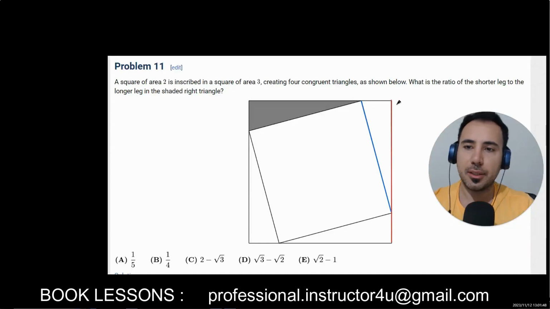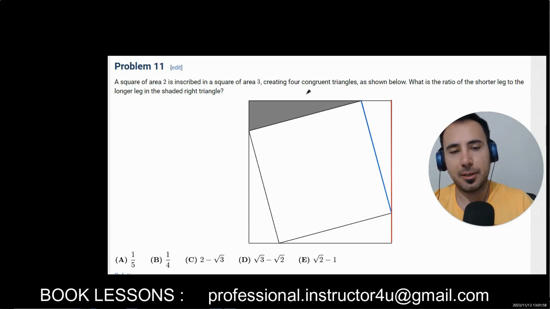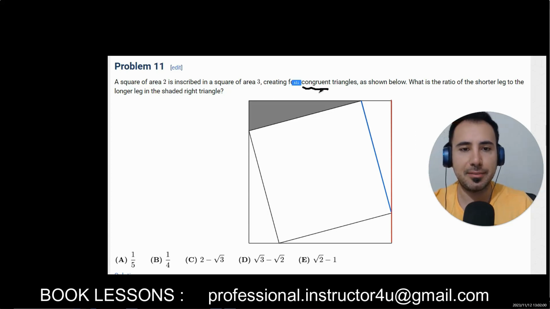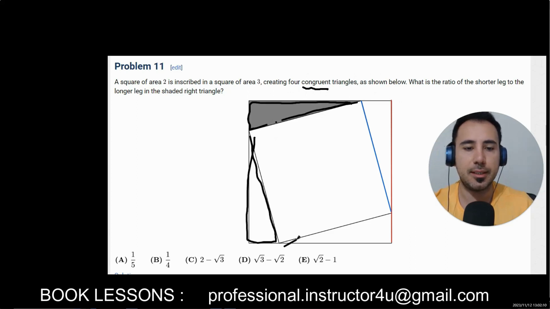Okay, let's start dealing with problem 11. A square of area 2 is inscribed in a square of area 3, creating four congruent triangles. Just for our non-native test takers, congruent means similar, they're the same. And by these four, it means these four triangles that you see over here.